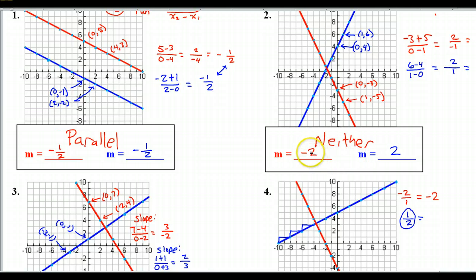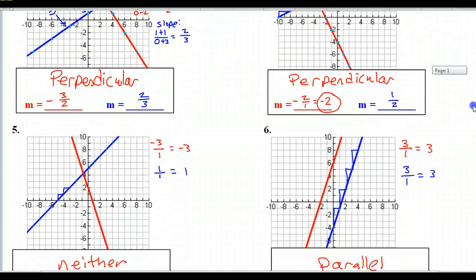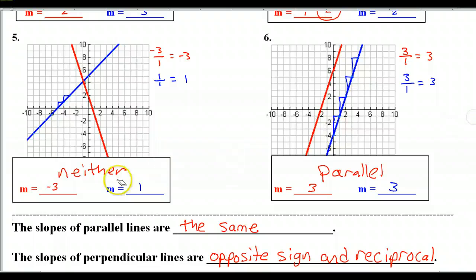Well, remember, perpendicular lines are supposed to be opposite, but they're also supposed to be reciprocal. Now, what would that look like? 1 over 2, 2 over 1, 1 over 2. Okay? But since it wasn't 1 over 2, that's a neither. Let's look at the other one that was neither.